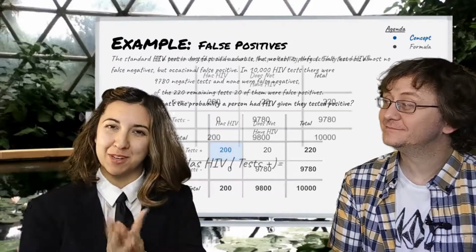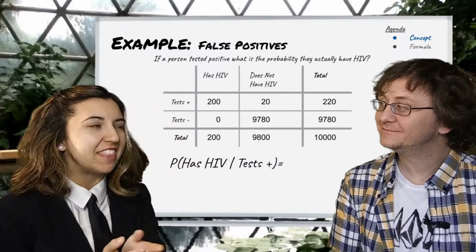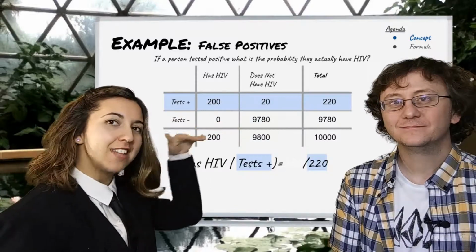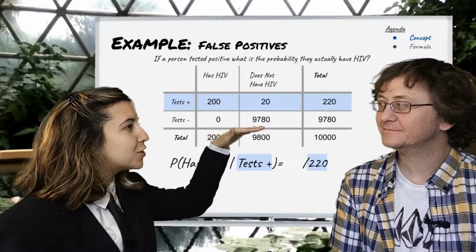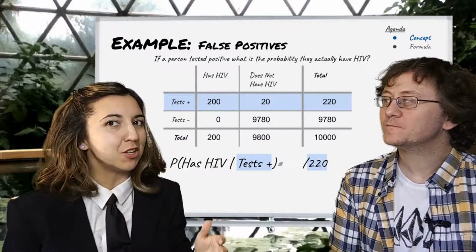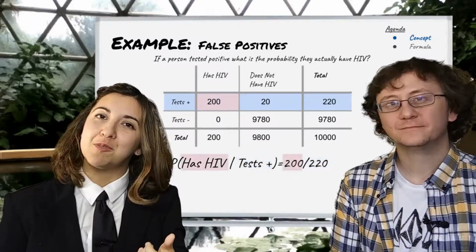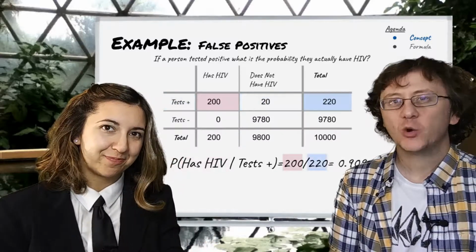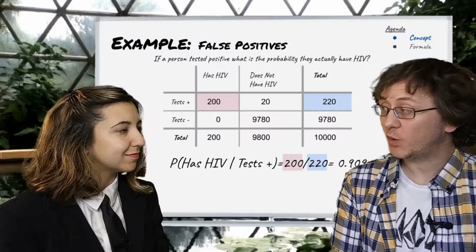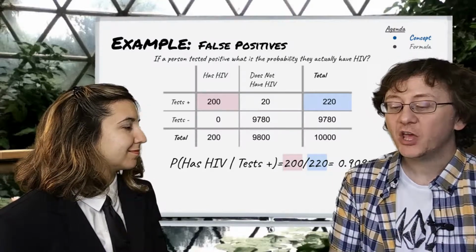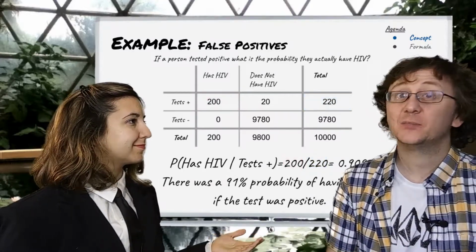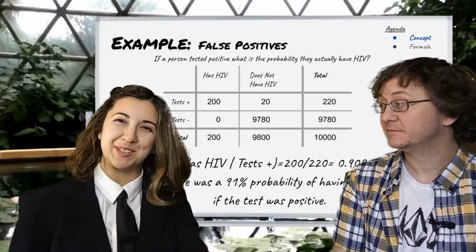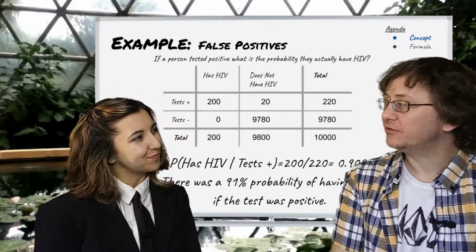Precisely. We're ready to put it all together. We know that they have tested positive, so we can condition on that top row of testing positive. This total will serve as our denominator, total people who tested positive. Then the numerator will be the people who both tested positive and actually have HIV. Okay, so 200 out of 220, or about 91%. So what you're saying is there's a 91% chance that someone actually has HIV if they have tested positive for it. Absolutely.